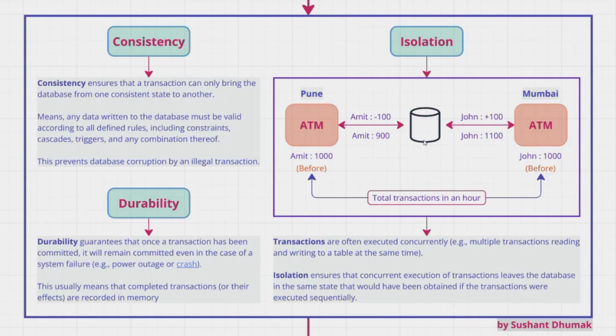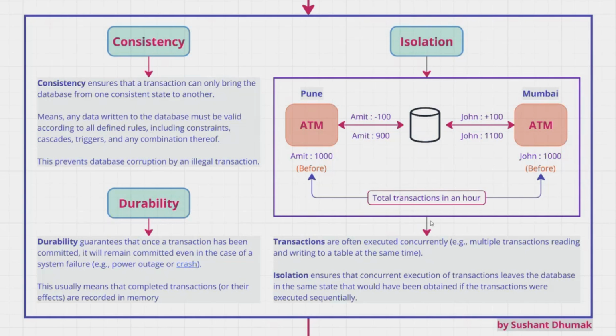So in this case, true isolation is that it will first allow Amit and John to complete their transaction, like Amit transferring 100 rupees to John's account. And once this operation is completed in isolation, I would call it isolation because we are allowing it to get done first. And then the total that we're trying to receive, either from Amit's account or from John's account, that operation will take place once the first operation is finished. So as per the definition of isolation, it ensures that concurrent execution of transactions leaves the database in the same state that would have been obtained if the transactions were executed sequentially.